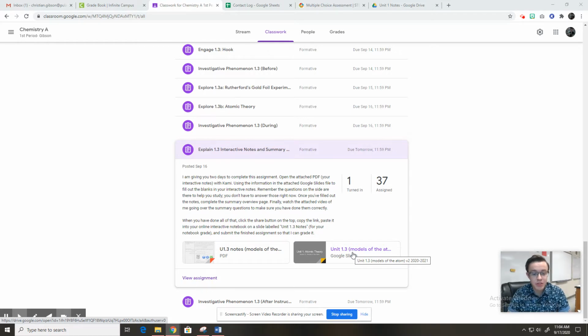It says, I'm giving you 2 days to complete this assignment. Open the PDF with Kami. Using the information from the Google Slides, fill out the blanks. Remember, the questions on the side are there to help you study. You don't have to fill them out right now, but when you're studying for your quiz, which right now is scheduled for Monday, and what date is that? That is the 21st. So you've got that coming up.